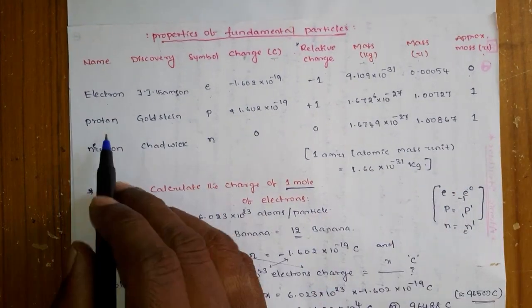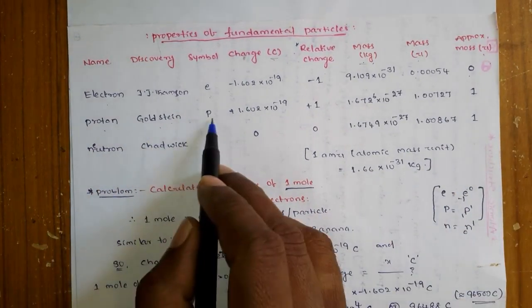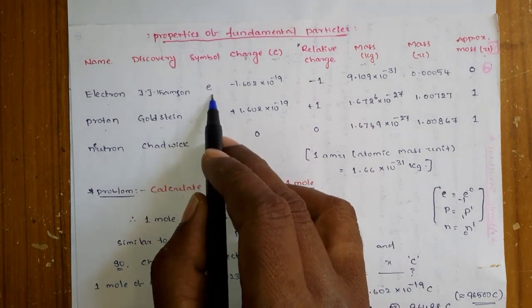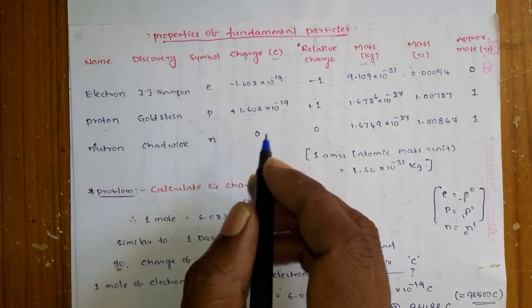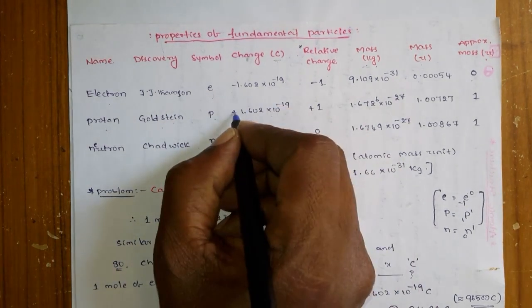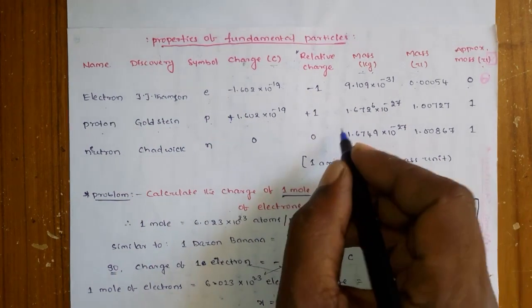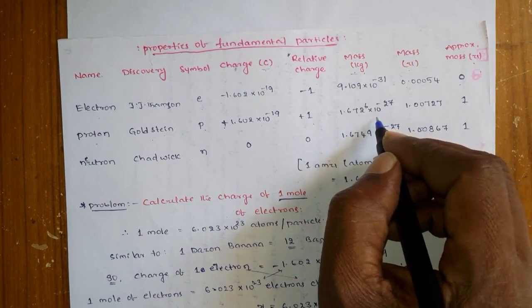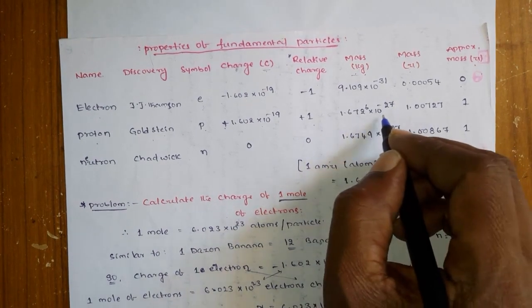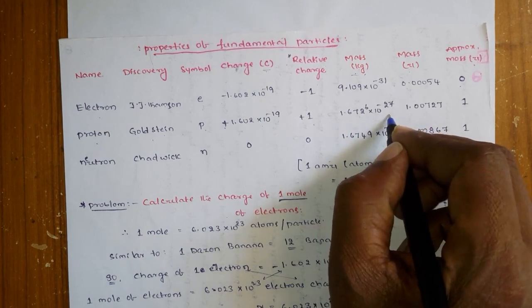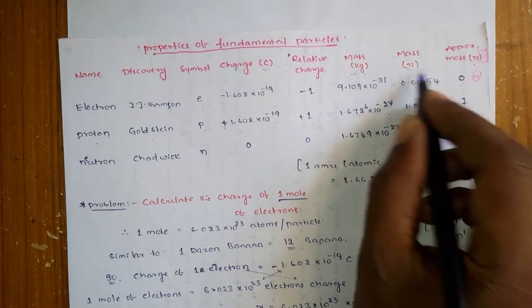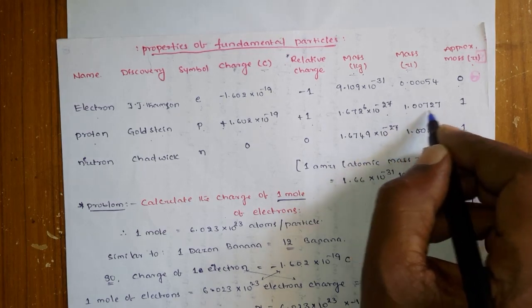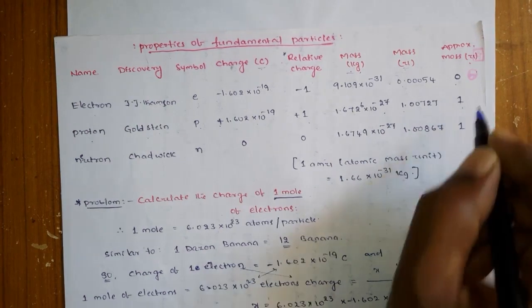Okay, next come to the proton. Proton was invented by Goldstein, and the symbol is small p. And what is the charge? Obviously it is opposite to the electron, it contains the same magnitude of charge, but the sign is positive. And the relative charge, again, is +1. And what is the mass of the proton? The mass of the proton is 1.672 into 10 to the power of minus 27 kg. And when you come to the u, that is 1.00727. That means simply you can take it as approximately 1, right?